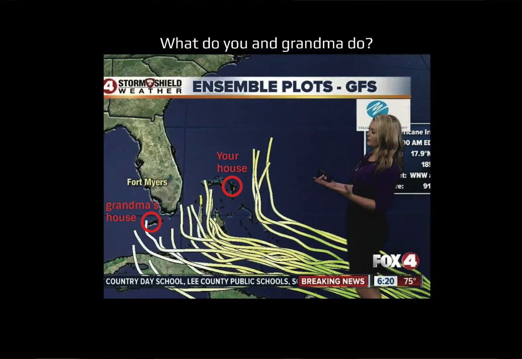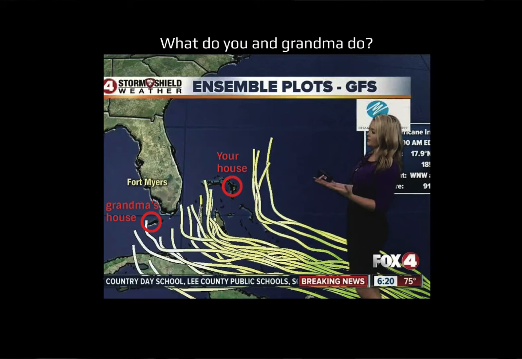What if your grandmother lives here? A little island, and one of those ensemble members hits her house. Say you have just enough money for one of you to evacuate. Does she go to your house? Do you go to hers? Do you send grandma inland? What do you do? I mean, these are sort of hypothetical scenarios, but this is a real hurricane that affected people. This isn't a laboratory study.